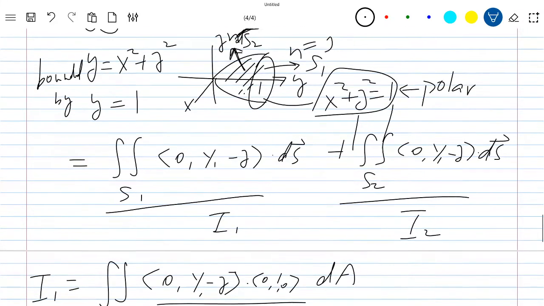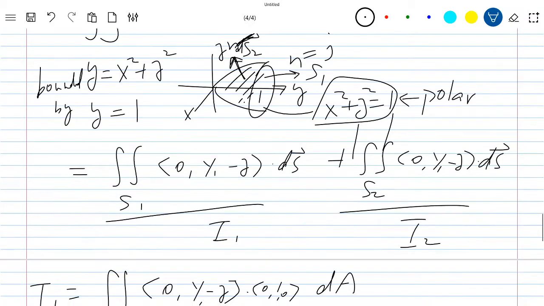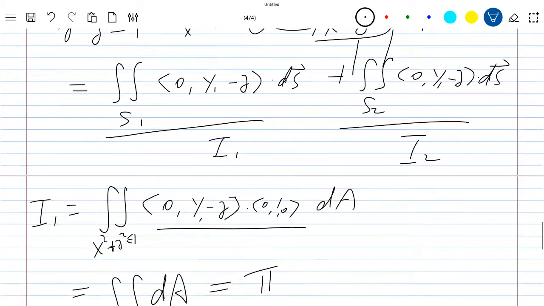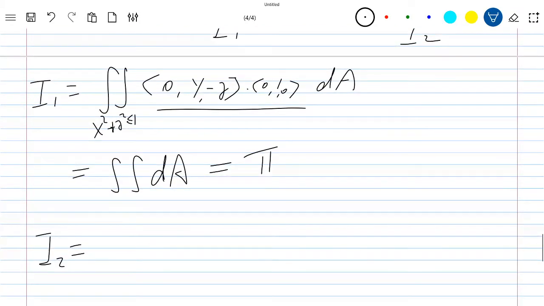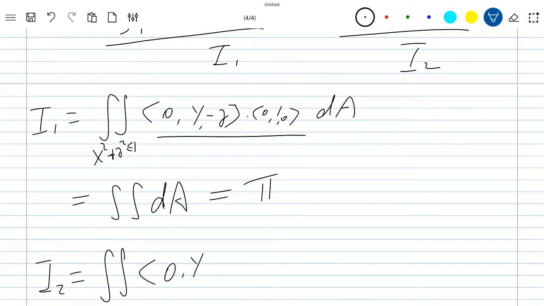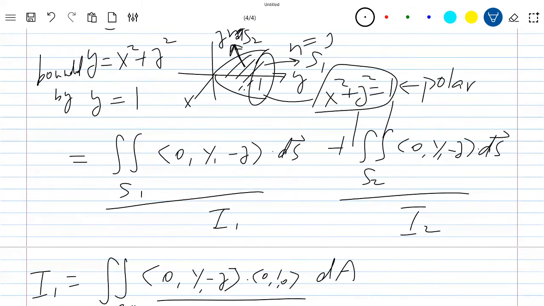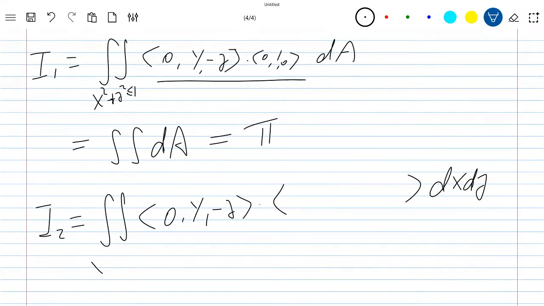The second part is not so simple because it's a paraboloid, and a paraboloid is neither a sphere nor a cylinder, so we have to use y as a function of x and z. So we need to write down 0, y, negative z, dot. Well, what do we do here? Now we use dx and dz, right? And if you project onto the xz plane, you get the same circle.